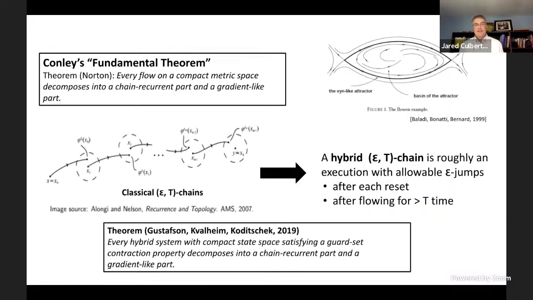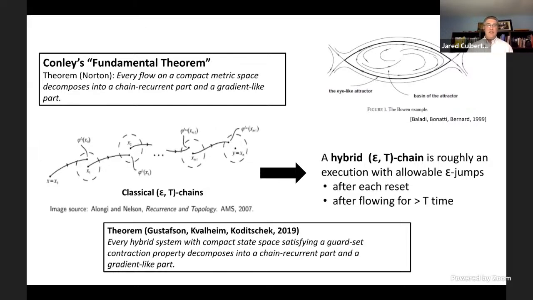So next I'd like to work toward thinking about sequential composition, but before we get there, we'll have to revisit some tools from classical dynamical systems. Xiaowei and I were talking about before we started here that the Conley's fundamental theorem is a really nice theorem. Here is a statement from Norton: every flow in a compact metric space decomposes into a chain recurrent part and a gradient-like part. So this is equivalent to the existence of a strict Lyapunov function for any system, modulo thinking about attractors and repellers in the system.